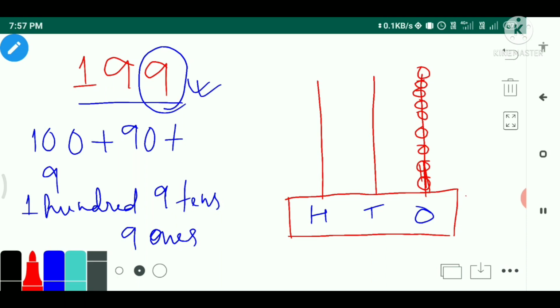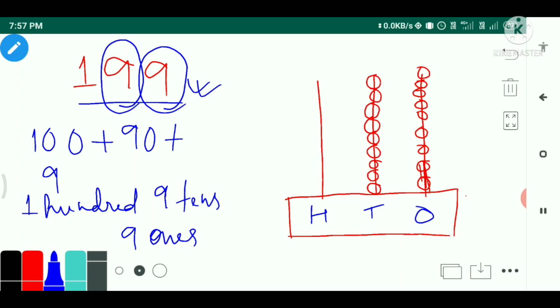Now let's come to this number. Again 9 is there, and the place of this 9 is what? Tens place. So we'll again draw 9 small circles: 1, 2, 3, 4, 5, 6, 7, 8 and 9, right? Let's move to the next number, that is 1. So 1 stands in the hundreds place, right? So we'll draw only one circle.